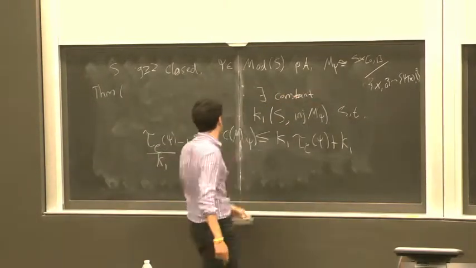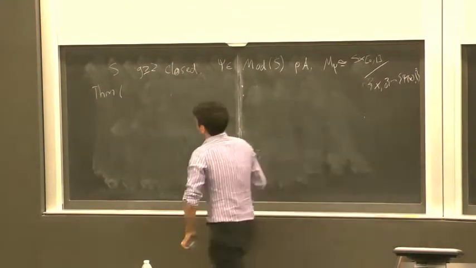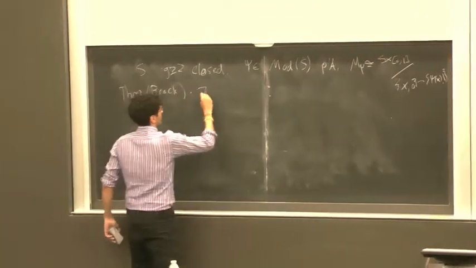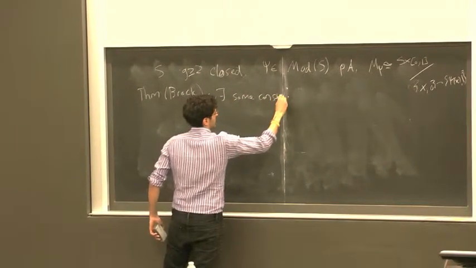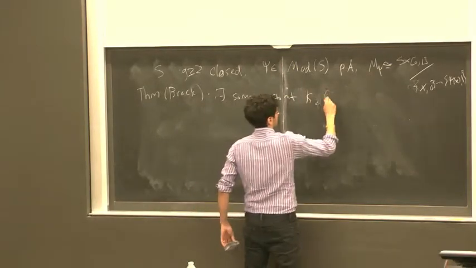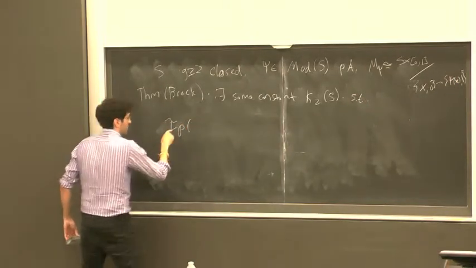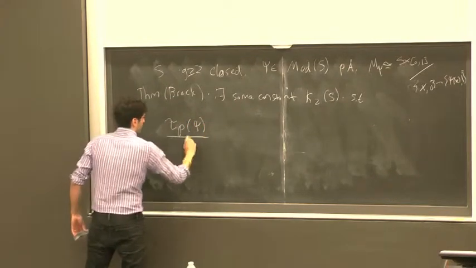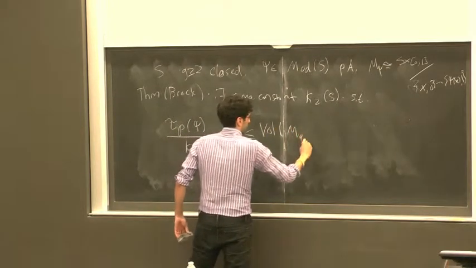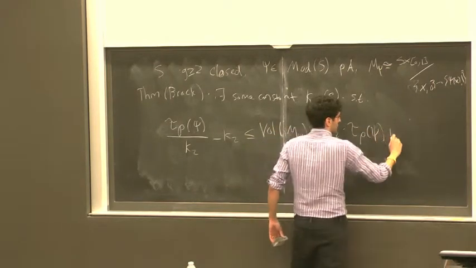It's a pseudo-Anosov mapping class. I'm going to be looking at this manifold M sub psi. This mapping torus is still going to be a genus at least two closed surface, due to Brock. And this is his mapping torus theorem, which tells you that there exists some constant, this time it only depends on the surface and not anything else about the manifold, not the injectivity radius, K2, depending only on S, such that the translation length in the Pants graph of psi divided by K2 minus K2 is less than or equal to the volume of this manifold, which is less than or equal to K2 times tau_P of psi plus K2.